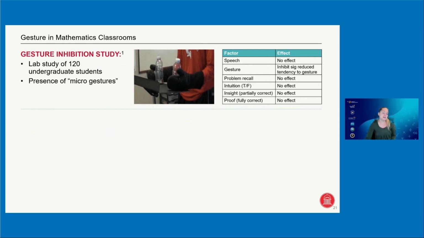However, we did see that when students had the oven mitts and the water bottles, they would make micro gestures. They would gesture inside the gloves or with their heads or with their feet even. So they definitely were not easily prevented from gesturing, and there might have been more gestures that we weren't able to detect.